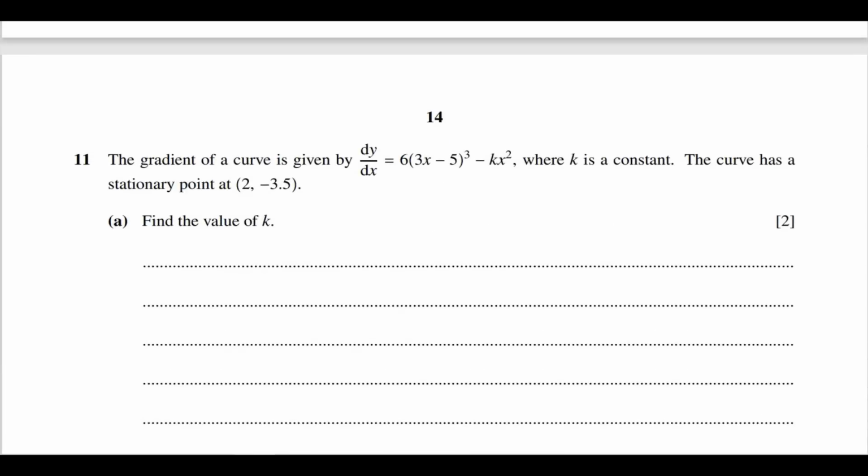Next, question number 11. The gradient of a curve is given by dy by dx equal to 6 multiplied by (3x − 5) the whole cube minus kx square, where k is a constant. The curve has a stationary point at (2, −3.5). Find the value of k. That is, dy by dx we need to find at the point (2, −3.5).